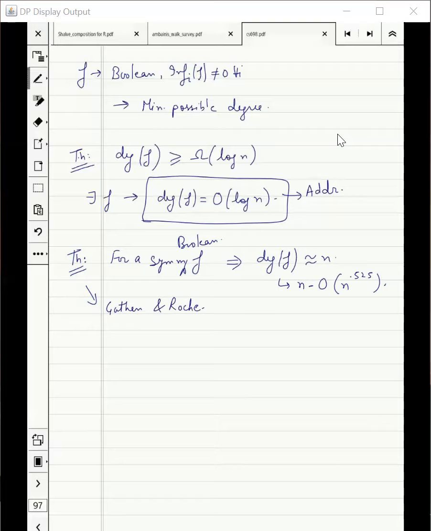Okay, now our task is clear. We want the proof of the theorem. If the function is Boolean, not necessarily symmetric, just Boolean, then its degree has to be more than log n.